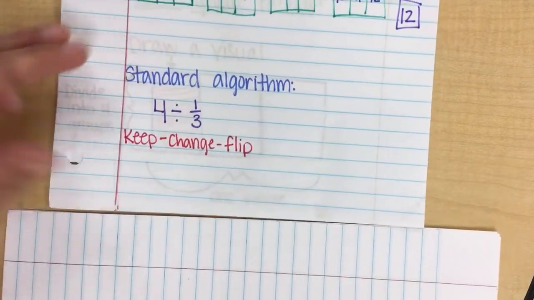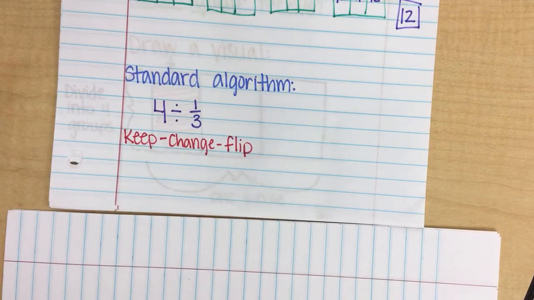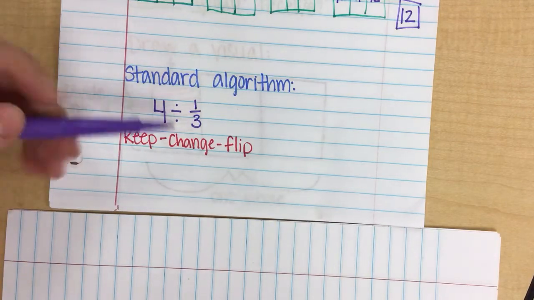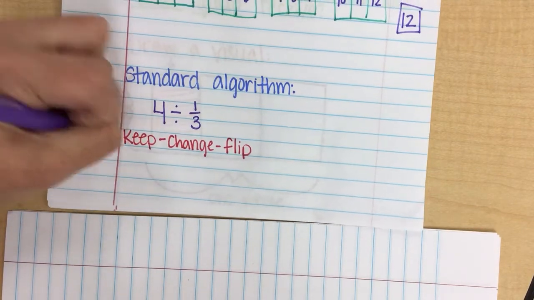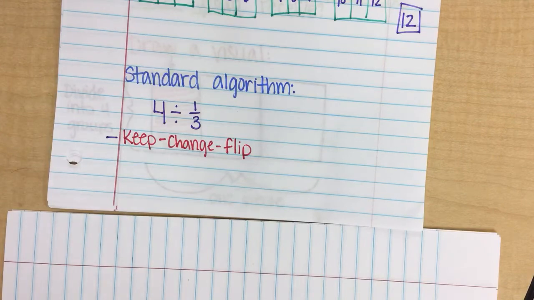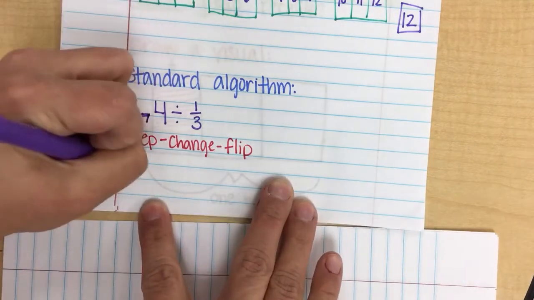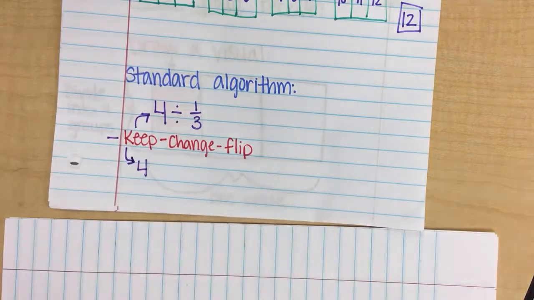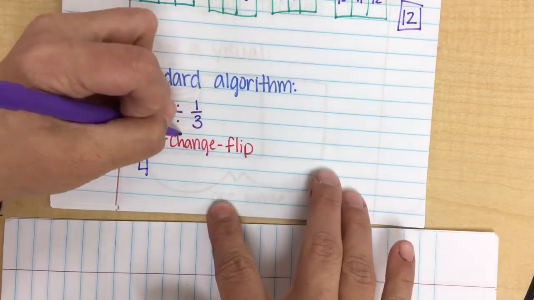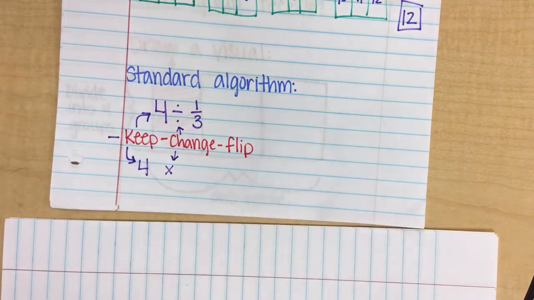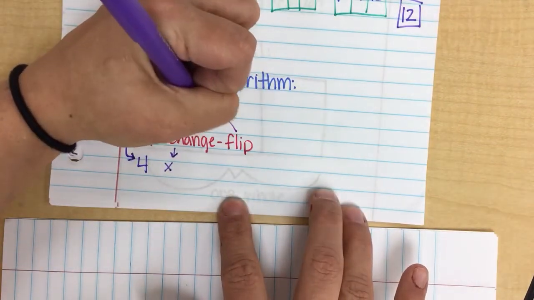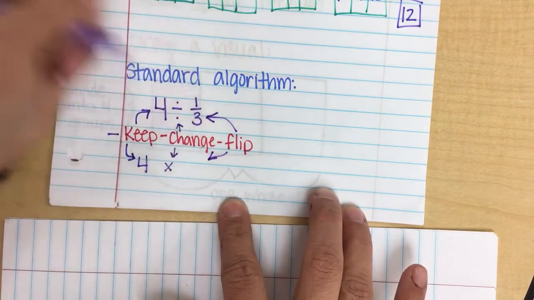Now the last thing we talked about in how to divide a whole number by a unit fraction is the standard algorithm. Now when I have a unit fraction here, what I want to do is a strategy that we call keep, change, flip. I'm going to keep my first number the same. I'm going to change the operation from dividing to multiplying, and I'm going to flip my last number, and use the reciprocal.